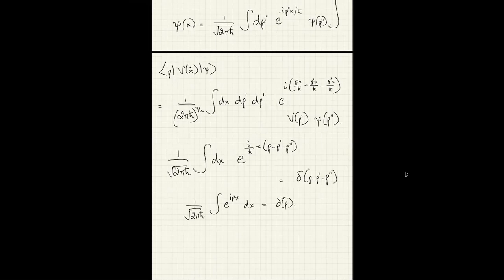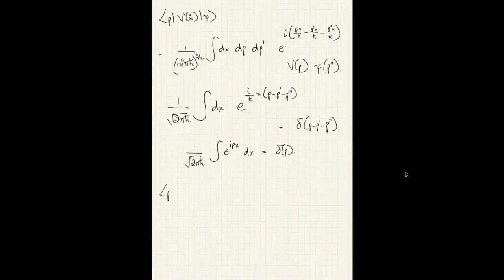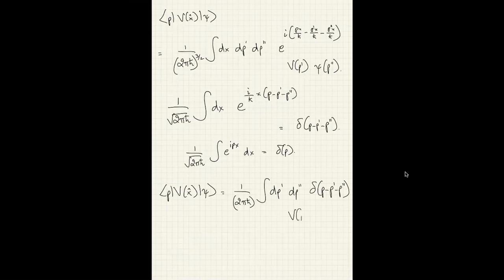Okay. So using this fact, I can write the matrix element p v of x psi equals, the factor of square root of 2 pi h bar goes away. So I'll have 1 over 2 pi h bar integral. The integration over dx is done. So I have an integration over dp prime, dp double prime, delta p minus p prime minus p double prime, v of p prime, psi of p double prime.